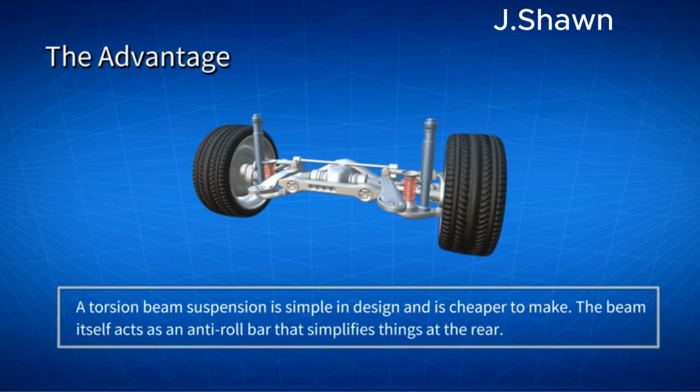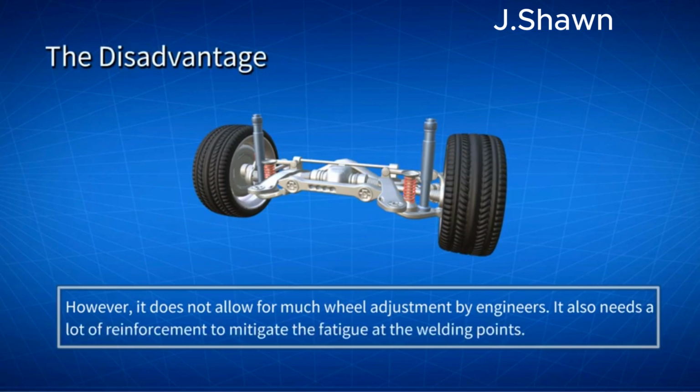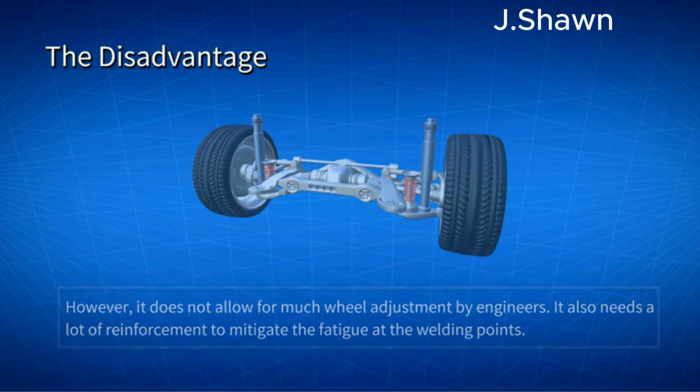Compared to other types of suspensions, a twist beam suspension is simple in design and is cheaper to make. The beam itself acts as an anti-roll bar, that simplifies things at the rear. However, it doesn't allow for much wheel adjustment by engineers. It also needs a lot of reinforcement, to mitigate the fatigue at the welding points.